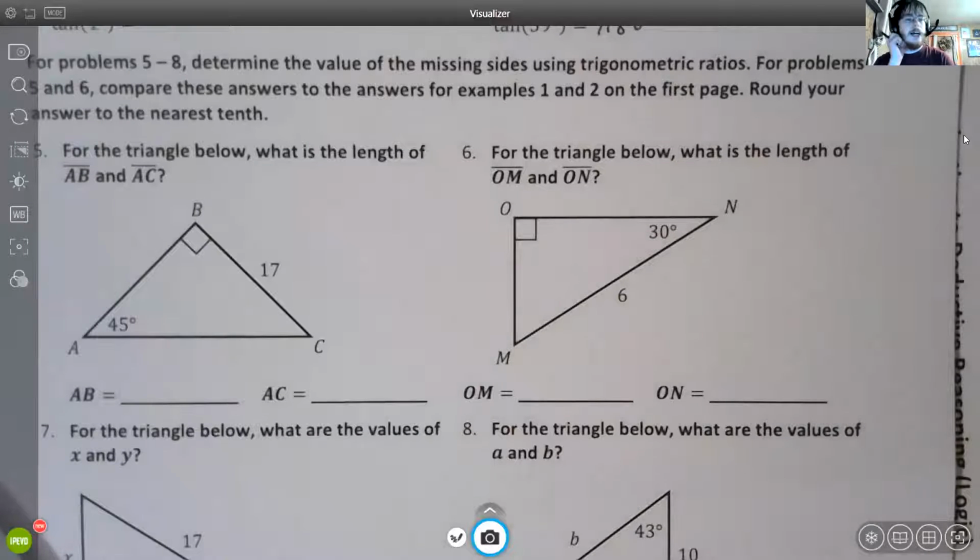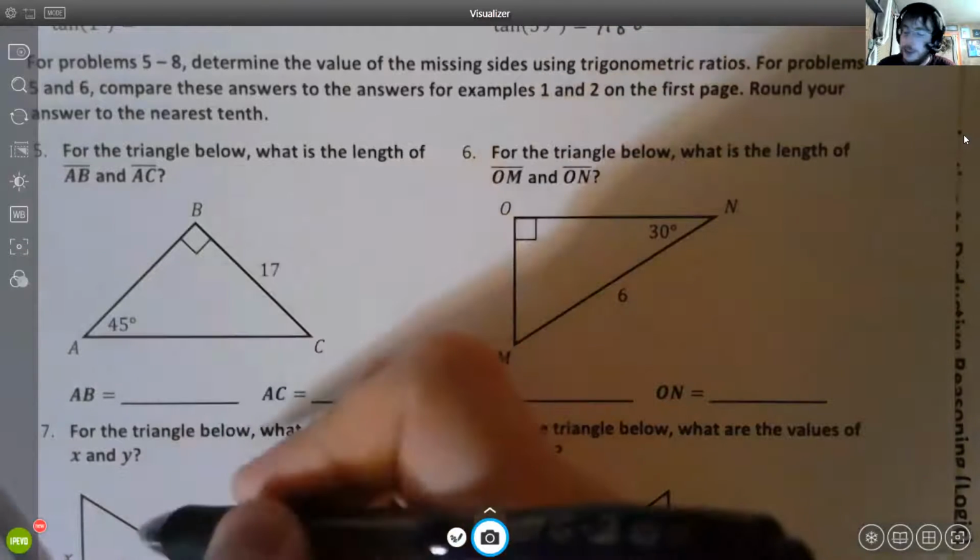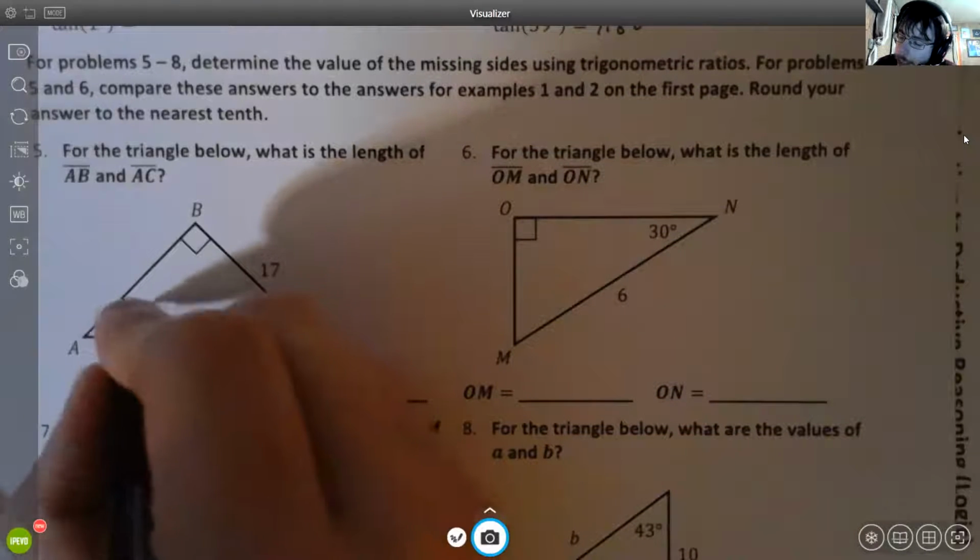All right, so number 5, it says, what is the length of AB and AC? And the important thing here is we want to put our theta where our angle that is not a right angle is. So the angle that's not a right angle is our 45-degree angle, so we're going to put theta there.